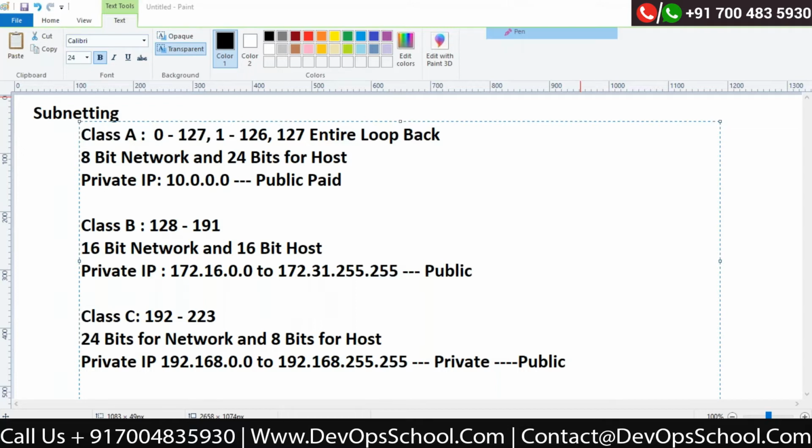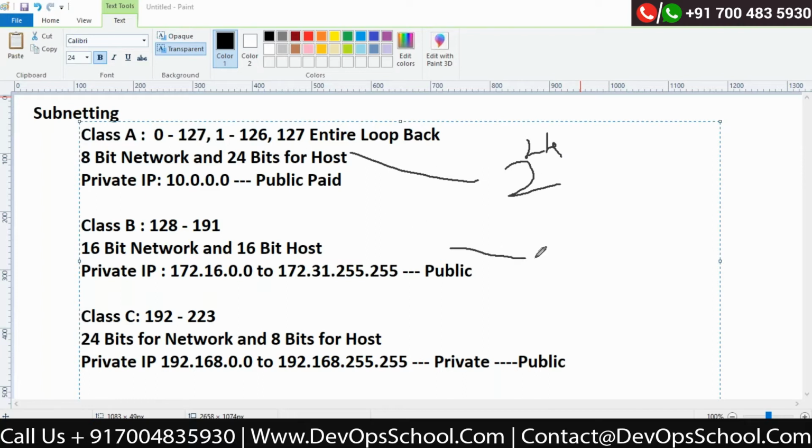The first thing we need to understand is that in class A, I have the option to create hosts numbering 2 raised to 24, which is a very, very huge number. If I want to use a class A network, and if I have too many computers across the globe, I can use it, but it is still a very, very big number. It is almost 16 million, correct? So this is a very big number which we can use, correct?